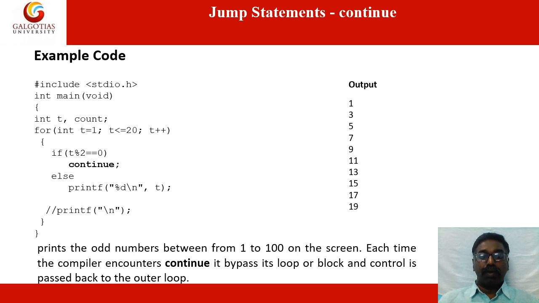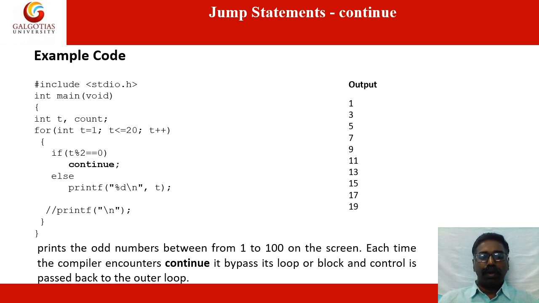But remember, what is the meaning of the break? If it is here, it will stop the execution. So the major difference between break and continue is that break will forcefully stop the execution of the for loop, while continue will forcefully bypass the execution of the remaining statements and go for the next iteration. Now you can see there is an else part. In the else part we are going to display the t value.